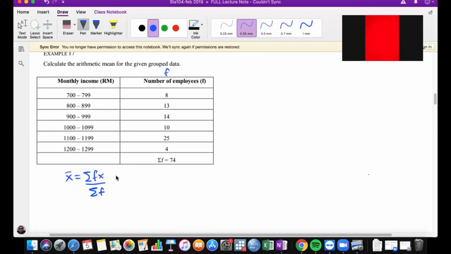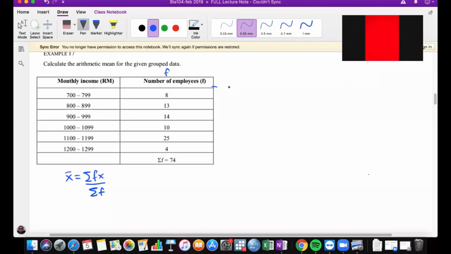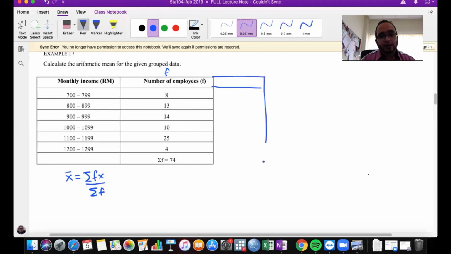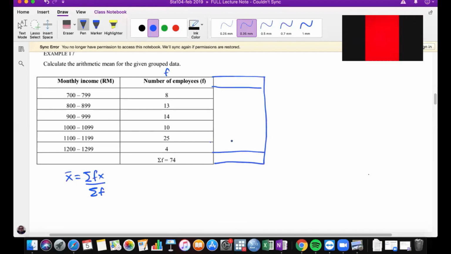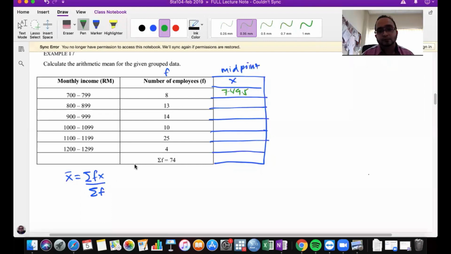Right. So we continue. To find x, we don't have x here, right? So we need to find the value of x. The value of x for this table should be the midpoint of the class. So this is x, midpoint. You need to find the midpoint for each class, right? So 800 plus 899 divided by 2, it should be 849.5 and so on.